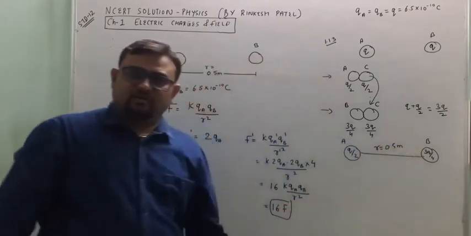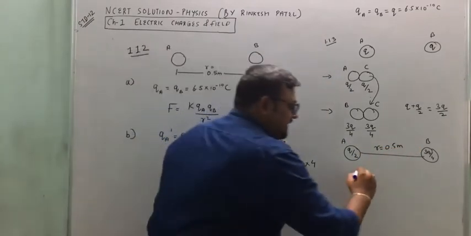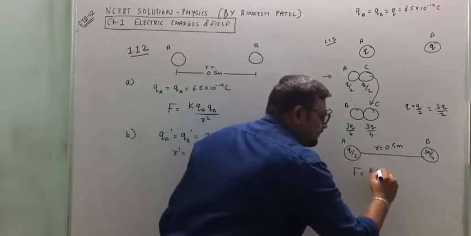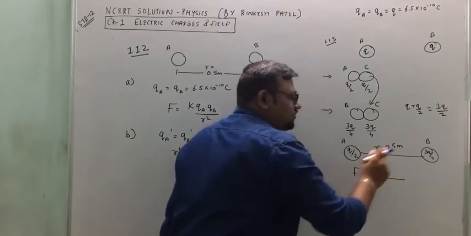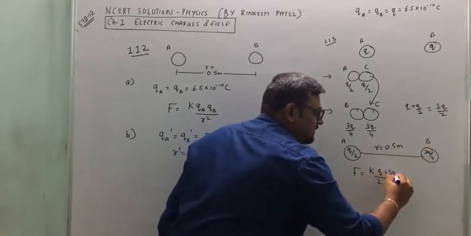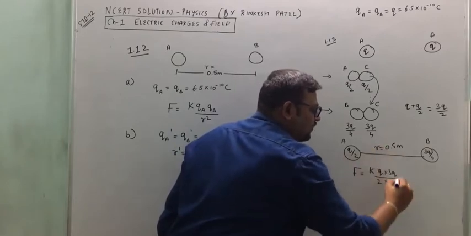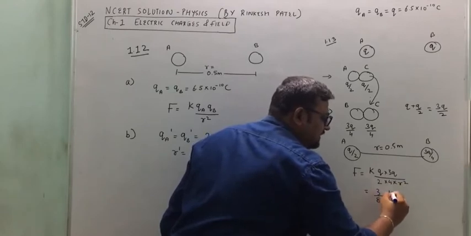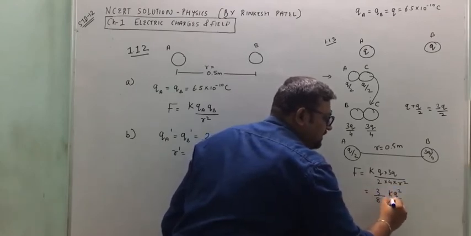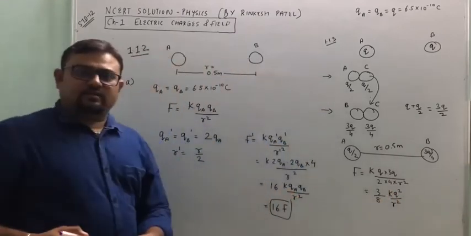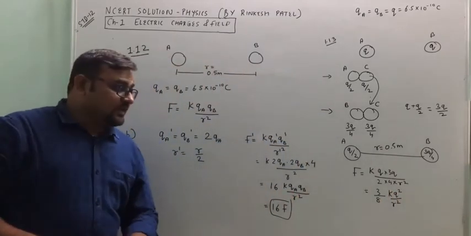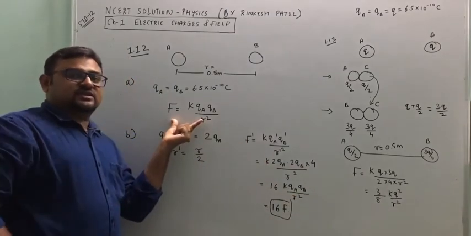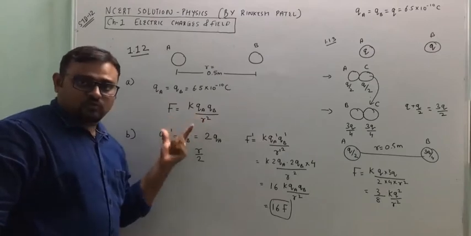0.5 meter. So now the new force will be F equal to K, Q1 that is Q by 2, Q2 that is 3Q by 4 upon r square. So it will be 3 by 8 K Q square by r square. In short, I can also say that it will be equal to 3 by 8 times the force acting in the first case in 1.12.